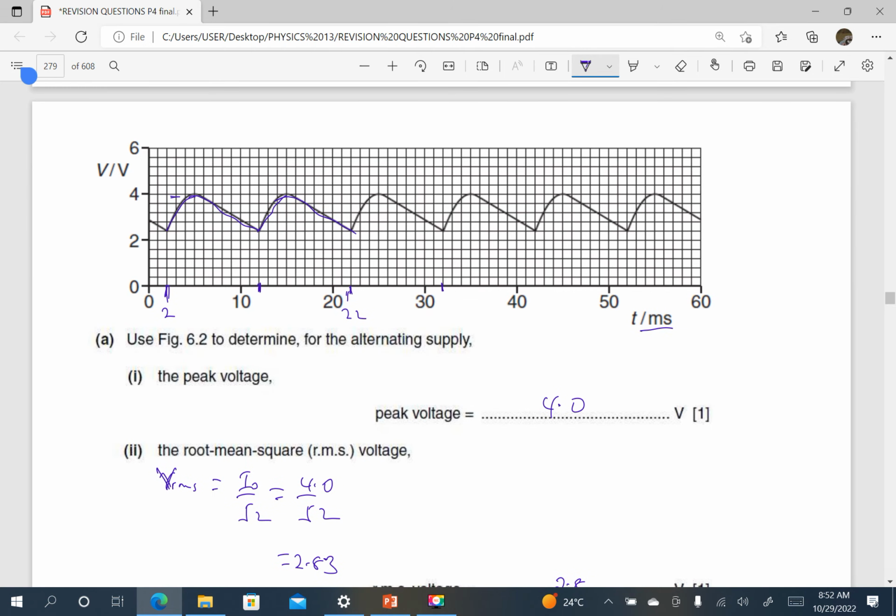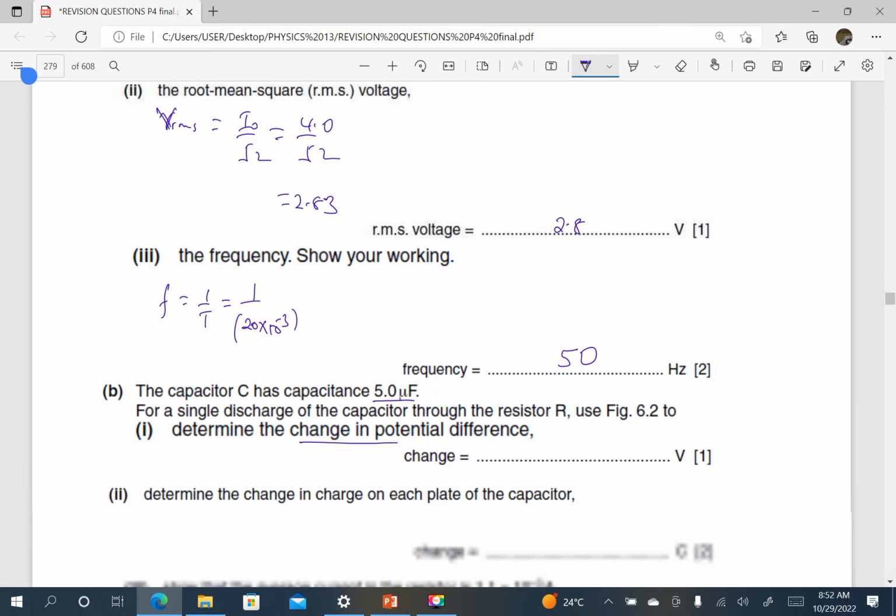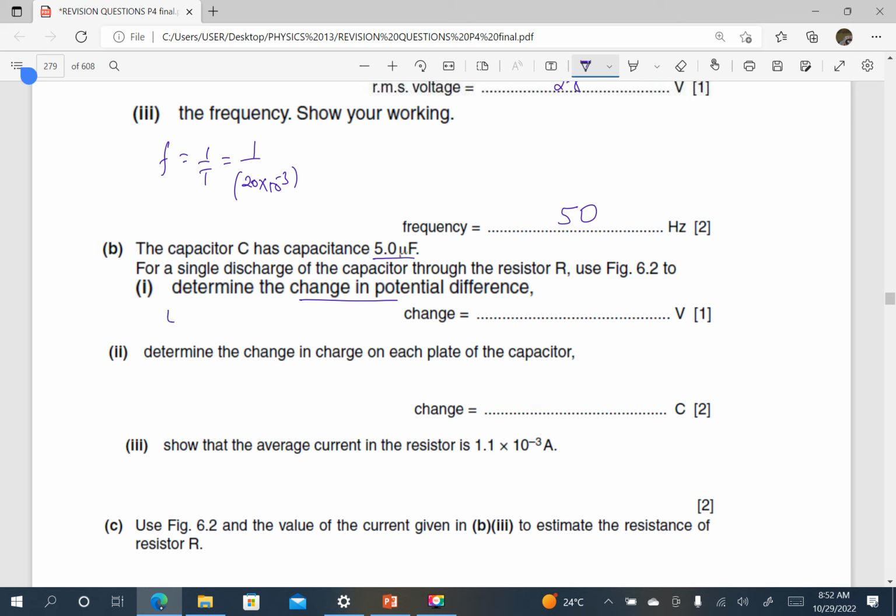It starts from 4 and falls to this value here, which is 2.4, because the scale here is 2 over 5, which is 0.4. So that is 2.4. From 4 to 2.4, so this will be 4 minus 2.4. The change is 1.6. So that is 1.6 volts.